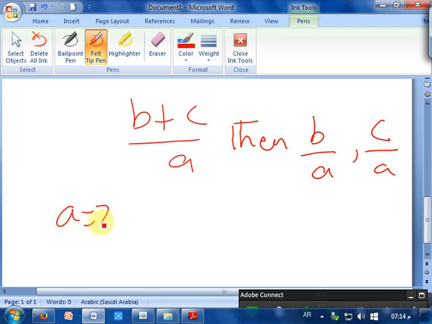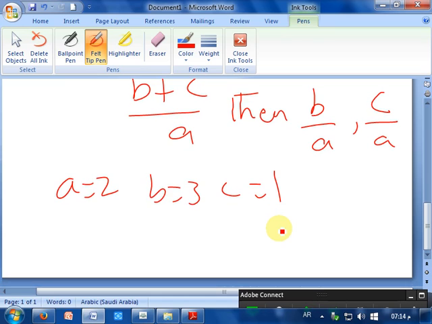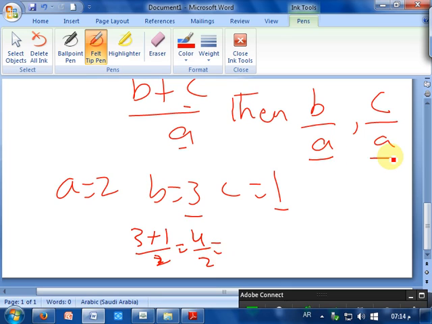Let's take A as 2, B as 3, C as 1. Any integer you can take. Now put 3 and 1 here and 2 here. So it is 3 plus 1 divided by 2, which is 4 by 2. So it will divide without remainder; it goes 2 times.